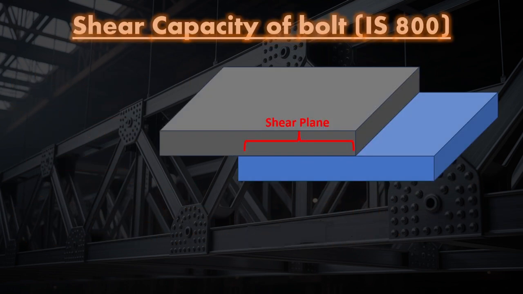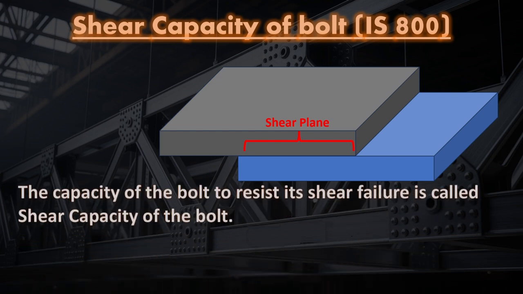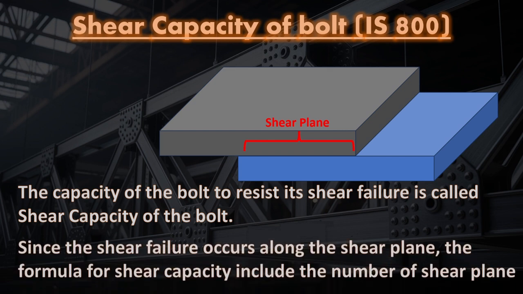Shear capacity of bolt. The capacity of the bolt to resist its shear failure is called shear capacity of the bolt. Since the shear failure occurs along the shear plane, the formula for shear capacity includes the number of shear planes.